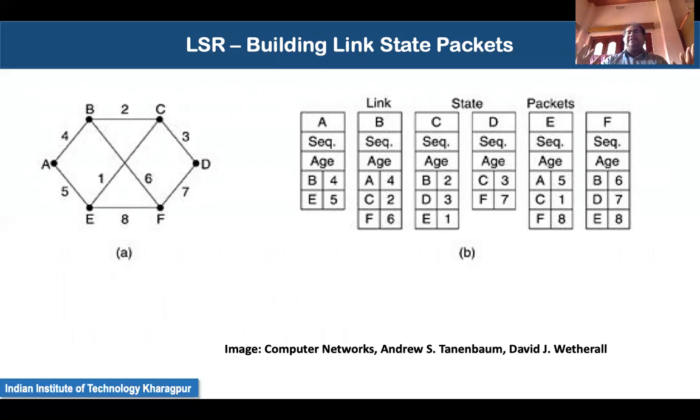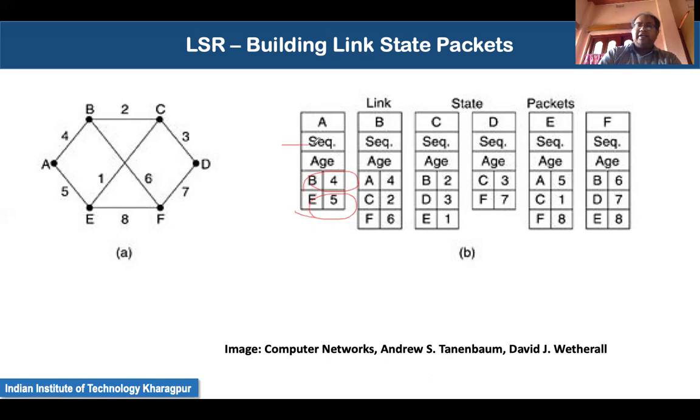Now, once you have set up the link state routing, the next task is to build the link state packet and broadcast it. So how is this link state packet set up? Every node finds out the cost to its neighbors. Say node A has B and E as neighbors. It finds out that A to B, the cost is 4, and A to E, the cost is 5.